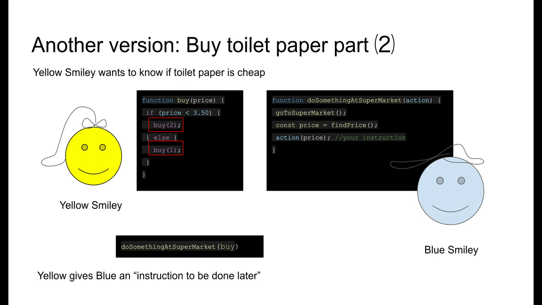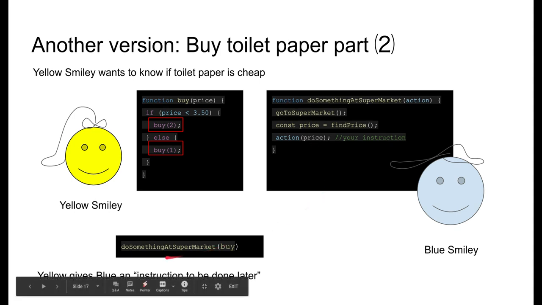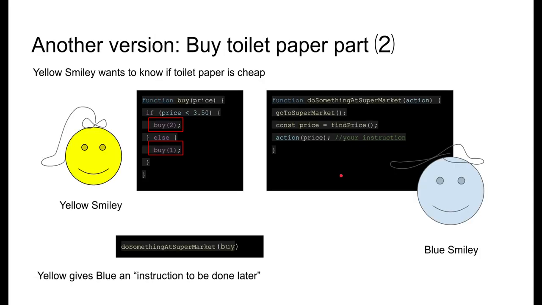We can look at another example of a callback function where if the price of toilet paper is less than $3.50, then let's just buy 2. And if not, let's just buy 1. So we do the same thing. We invoke do something at supermarket. We pass in our function buy, and do something at supermarket is still the same function. Hasn't changed one bit. And its task is just go to the supermarket, find the price, and execute the callback function, which in our case is the new version of buy.